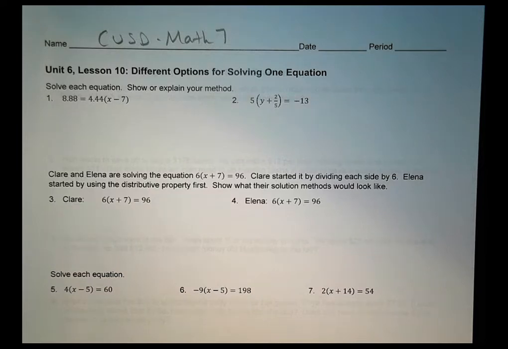Hey, this is Math 7, Unit 6, Lesson 10, different options for solving one equation.